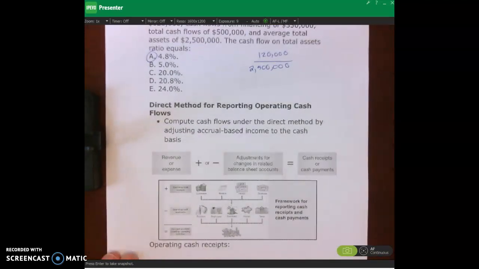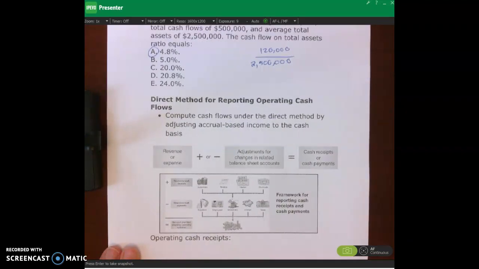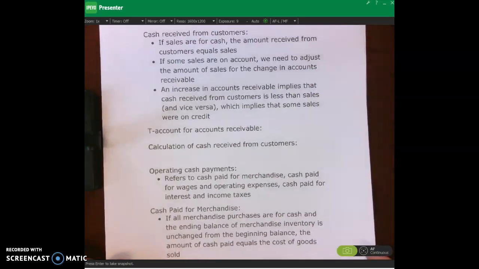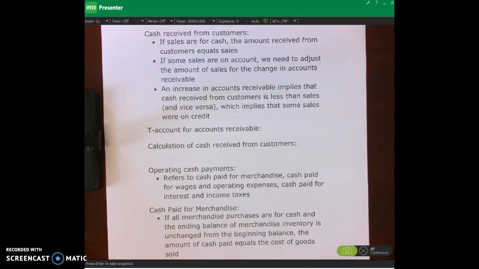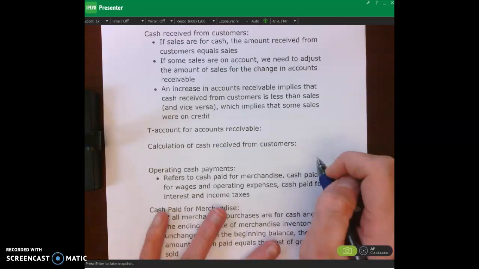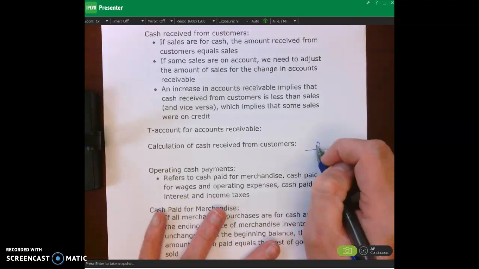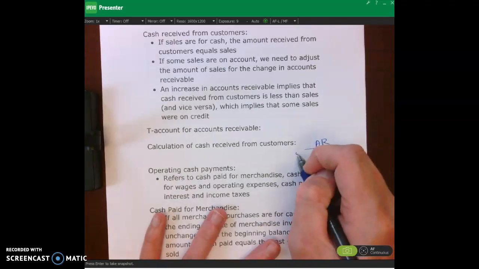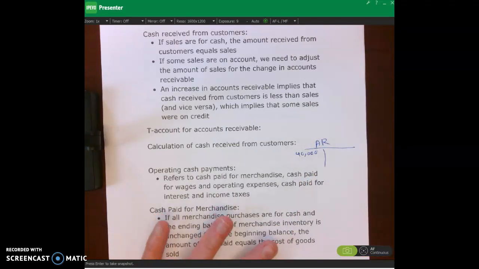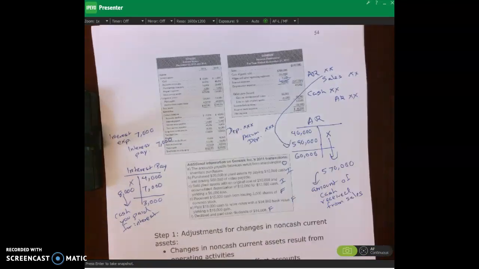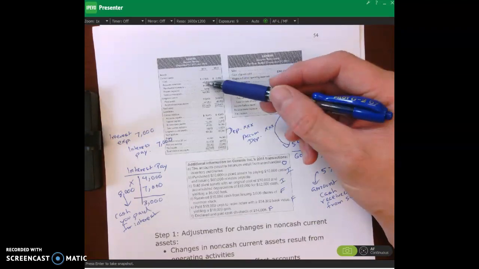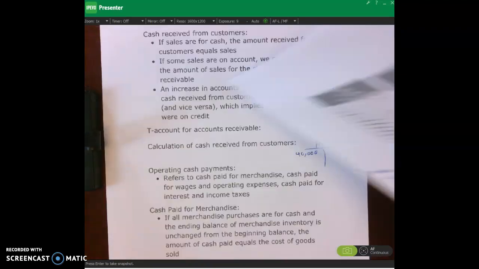So let's go ahead and jump into it to calculate the cash received from customers, which we saw on that page was $570,000. But let's go ahead and do the T account for that, which we did before actually in a prior lecture video, but I'll go ahead and do it again just because I'm nice. We got our beginning balance of $40,000. Where do we get that from? Our balance sheet. Accounts receivable, beginning balance $40,000, ending balance $60,000.